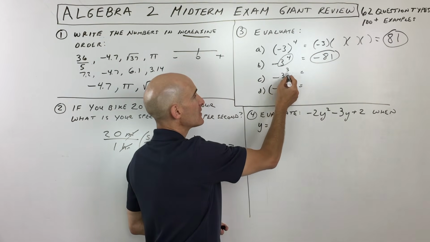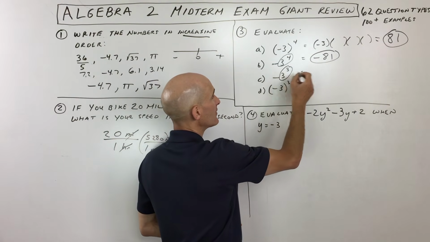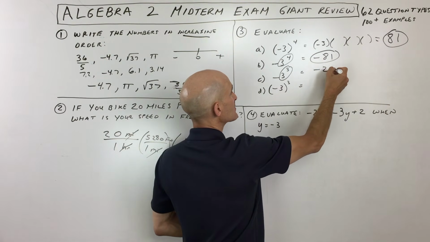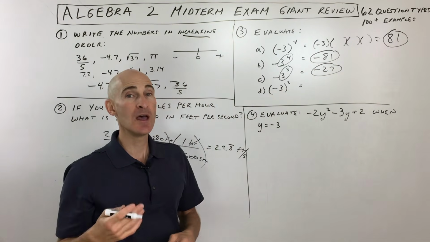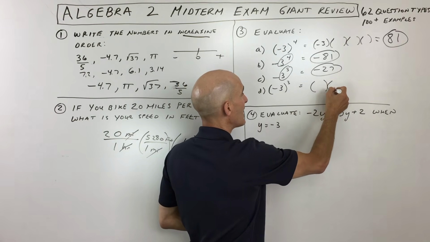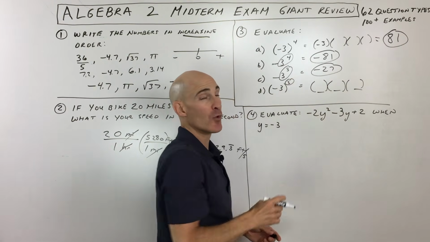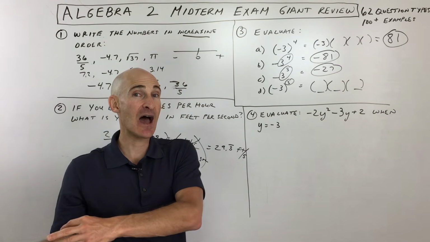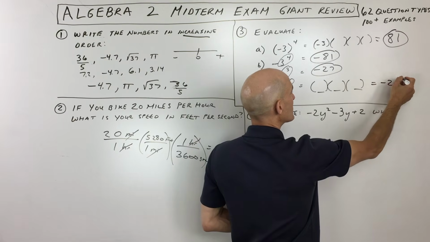Letter C here, negative 3 to the 3rd power. Again, same thing: 3 cubed is 27, 3 times 3 times 3, so that's negative 27. And then the last one, you can see we've got negative 3 cubed, but what's different about this problem is we've got negative 3 times, right, 3 times. When you have a negative times a negative times a negative, an odd number of negatives, you get a negative. So this is going to work out to negative 27.